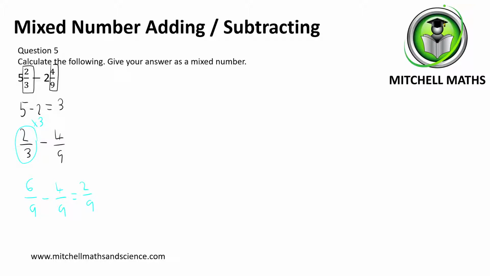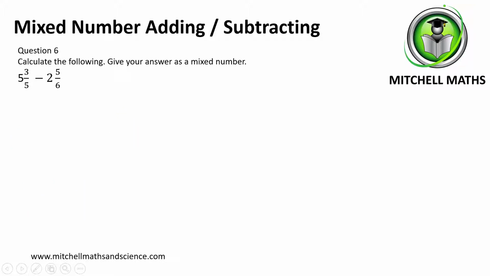And then I can just combine the number and the fraction together, and that will give me my final answer of 3 and 2/9. It does become a bit more tricky if the fraction you're taking away is bigger than the other fraction. So we're going to have a look at a question where that occurs.